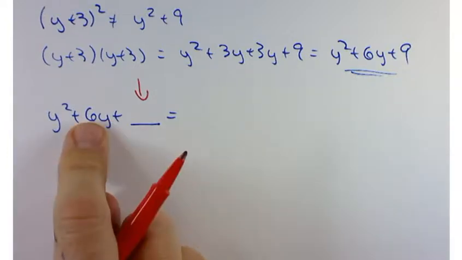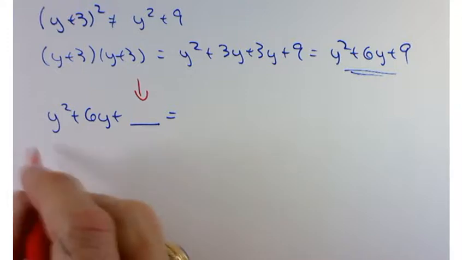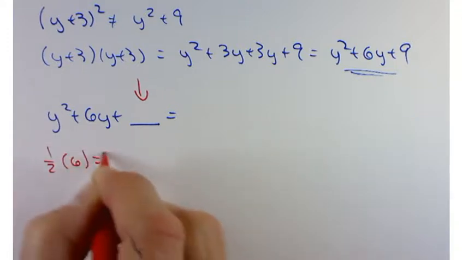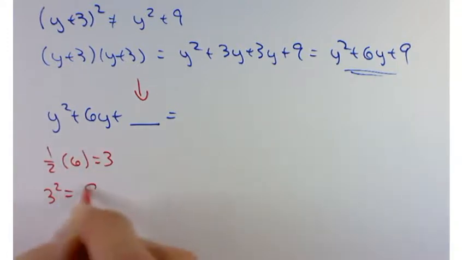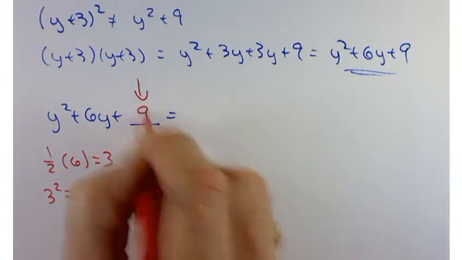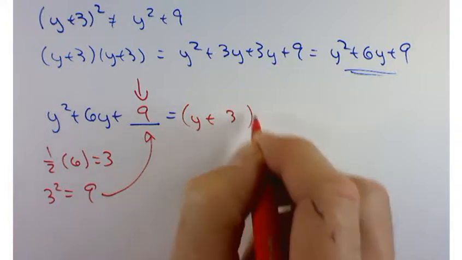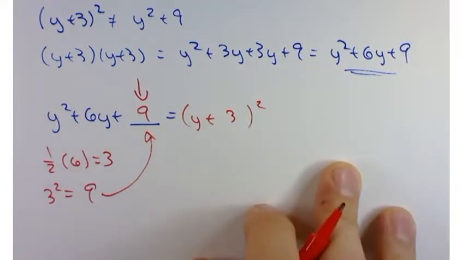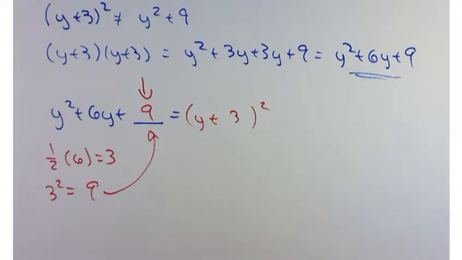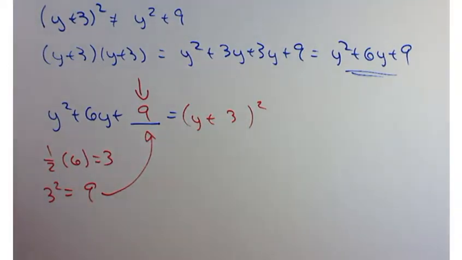Yeah, so you take half of this and then square it. So half of 6 is 3. 3 squared is 9. That goes here. And then this factors as y plus 3 squared. So that's your process of completing the square. We're going to use that a couple times in this section, so it doesn't hurt to refresh your memory on how that goes.